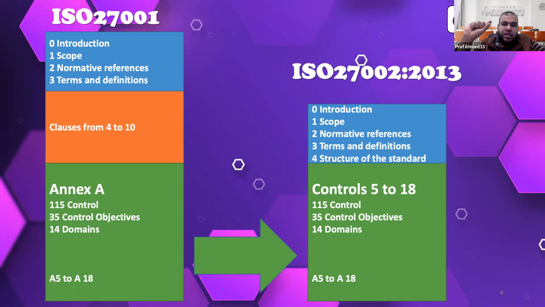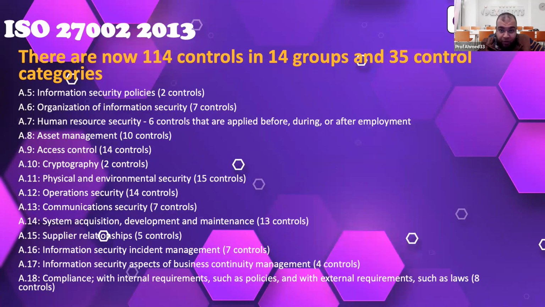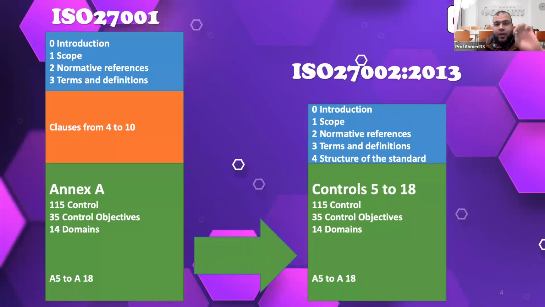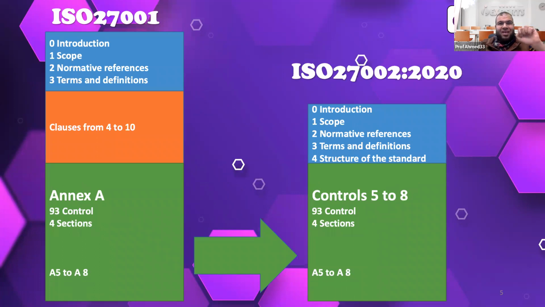So the controls really start from number 5 to number 18, because it's 14 categories, 14 sections, from number 5 to number 18 that we have covered here. Clear? Fine. So today it's changed. Today, in 2022, the controls became 93 controls, and from section number 5 to section number 8 only. 5, 6, 7, 8. That's all.